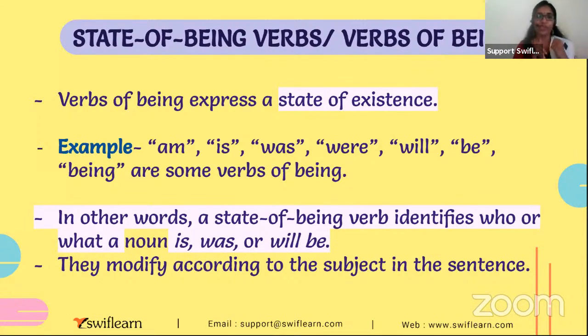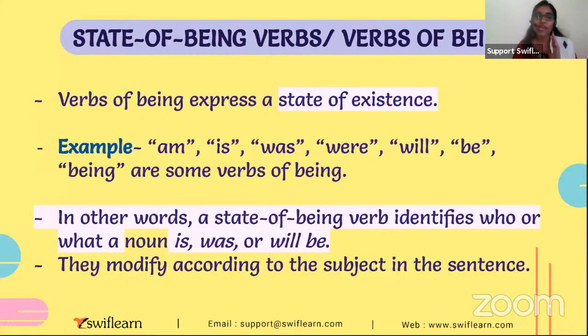Am, is, was, were, will, be, being are some of the verbs of being, otherwise called state of being verbs. In other words, the state of being verb identifies who or what a noun is, was, or will be. That is, what the actual thing is.